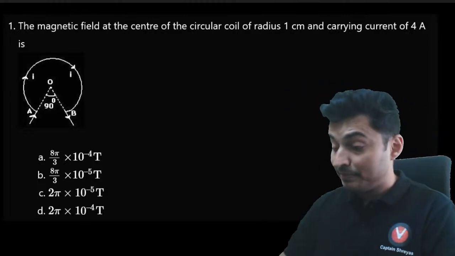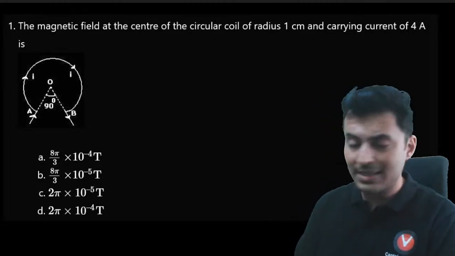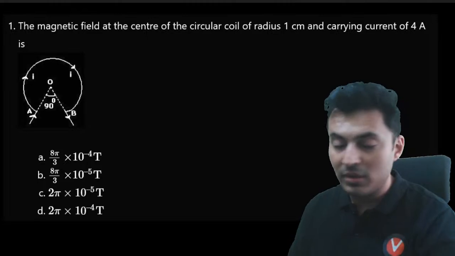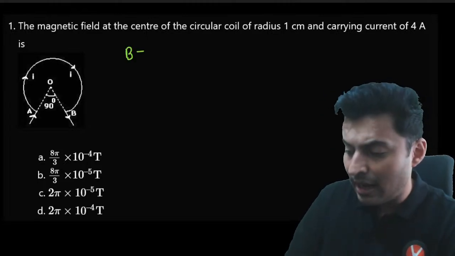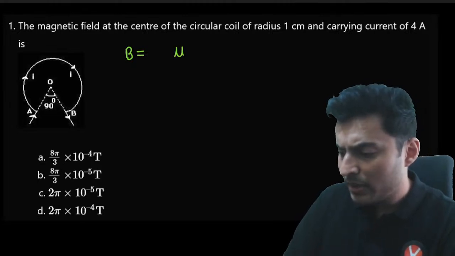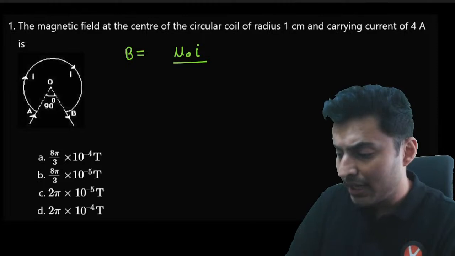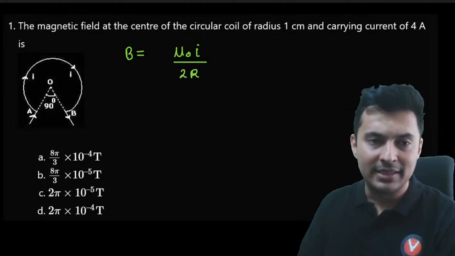Now, for this, what you need to do is observe carefully. Whenever such a question comes with an arc, the formula for a coil, we know, is mu naught I upon 2R. What you do is check how much of the coil is present.